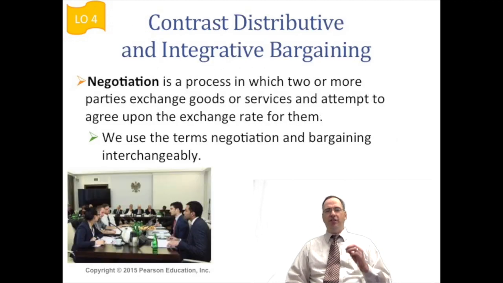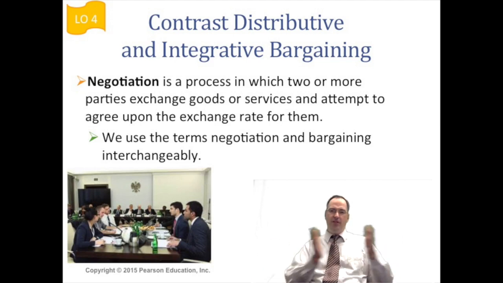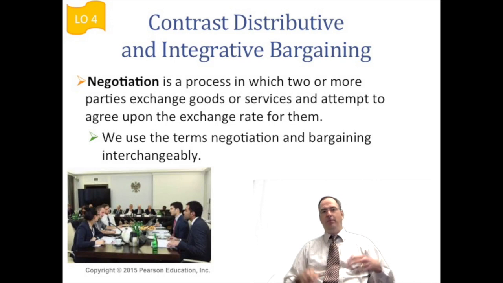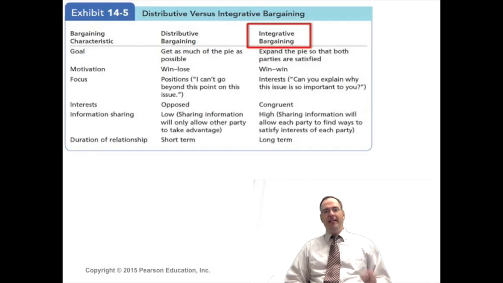Now, negotiation is this process where two or more parties are, I want this and you want that, and we want to trade, okay? And so usually you talk about people across the table from each other when they're negotiating. Right, they're on different sides of it. Now, there's distributive bargaining and integrative bargaining.